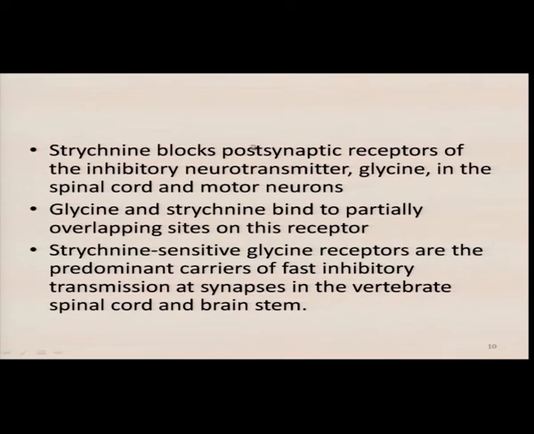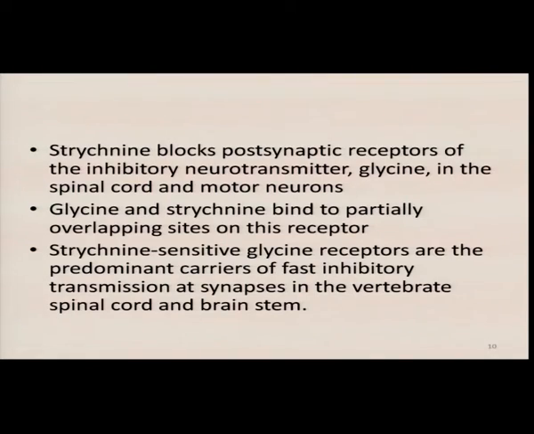Strychnine blocks the postsynaptic receptors of the inhibitory neurotransmitter glycine, and this neurotransmitter is normally active in the spinal cord and in the motor neurons. Glycine and strychnine bind to partially overlapping sites on the receptor. As you are aware, many neurotransmitter molecules have specific receptors in your body. Glycine has a specific receptor, and strychnine also binds to the same receptor at the overlapping site.